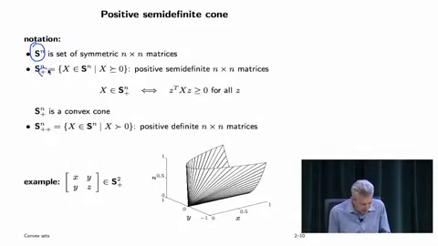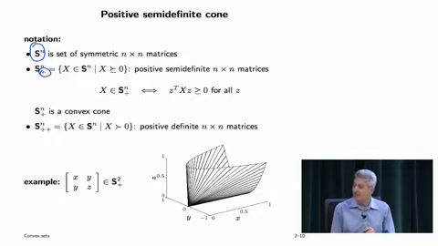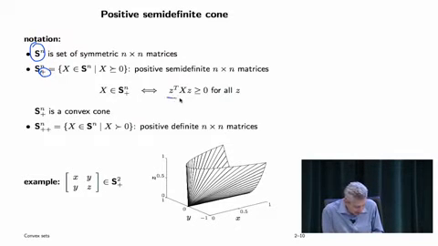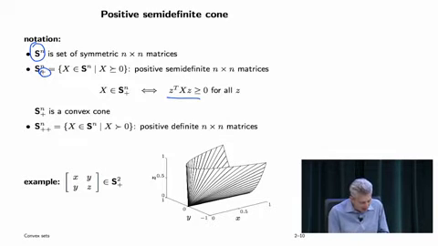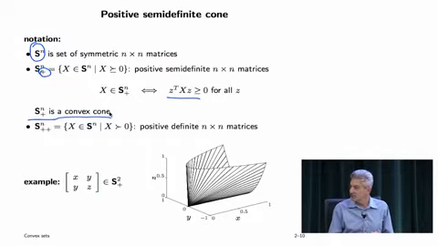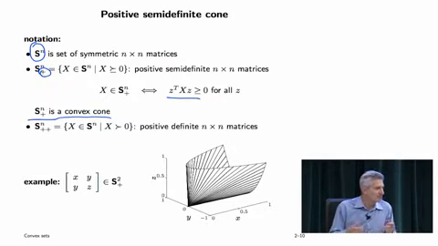If you put a plus at the bottom, that's the set of positive semi-definite n by n matrices. What that means, of course, is this quadratic form: z transpose Xz is bigger than or equal to 0 for any z you pick. And that's a convex cone. What that means is, if you take two positive semi-definite matrices and take a non-negative linear combination of them, you get another positive semi-definite matrix.